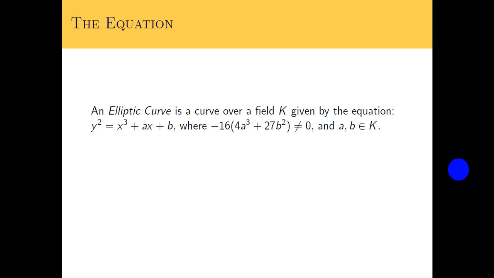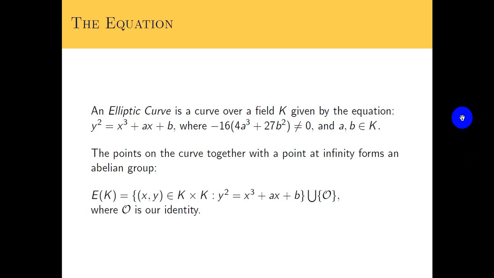And we impose the restriction that the discriminant, -16 times stuff, is non-zero. That makes sure that our elliptic curve is non-singular. So our elliptic curve won't have any cusps or nodes, like self-intersections and things like that. So it'll be smooth.